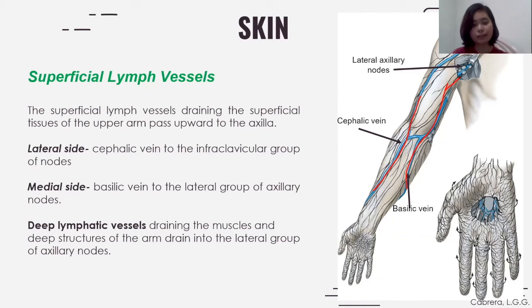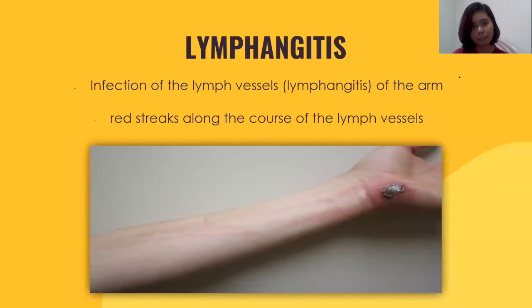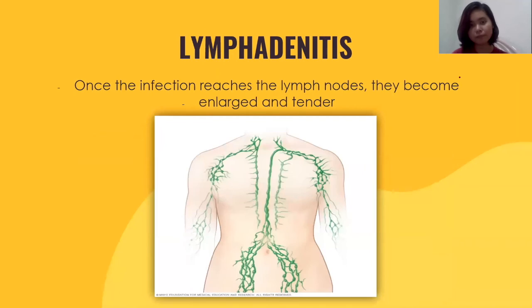And the deep lymphatic vessels draining the muscles and deep structures of the arm drain into the lateral group of axillary nodes. On a clinical note, we have lymphangitis, which is an infection of the lymph vessels of the arm. And as you can see in the picture, red streaks along the course of the lymph vessels is a common feature of this infection.